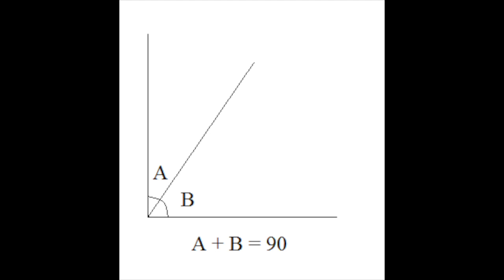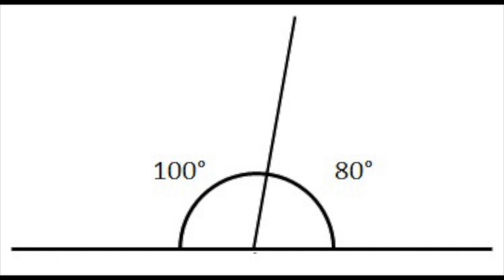2 angles that add up to 90 degrees are complementary, and 2 angles that add up to a straight angle, or 180 degrees, are supplementary.